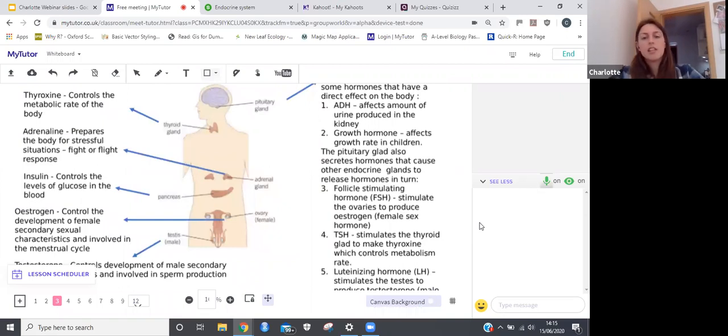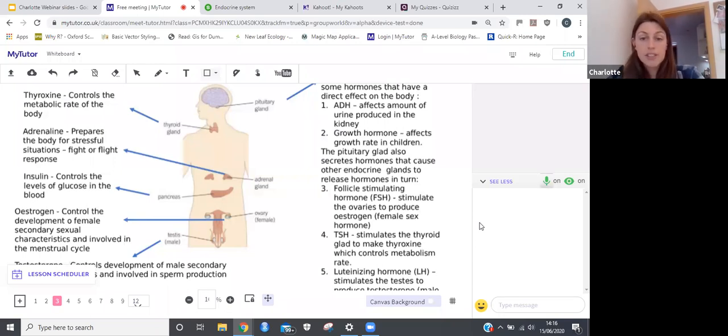The first is a hormone called follicle stimulating hormone, which is only present in women, and it stimulates the ovaries to produce estrogen, which is the female sex hormone. So FSH is released from the pituitary gland, travels to the ovaries and says, hey, you need to release some estrogen. That's how that works.